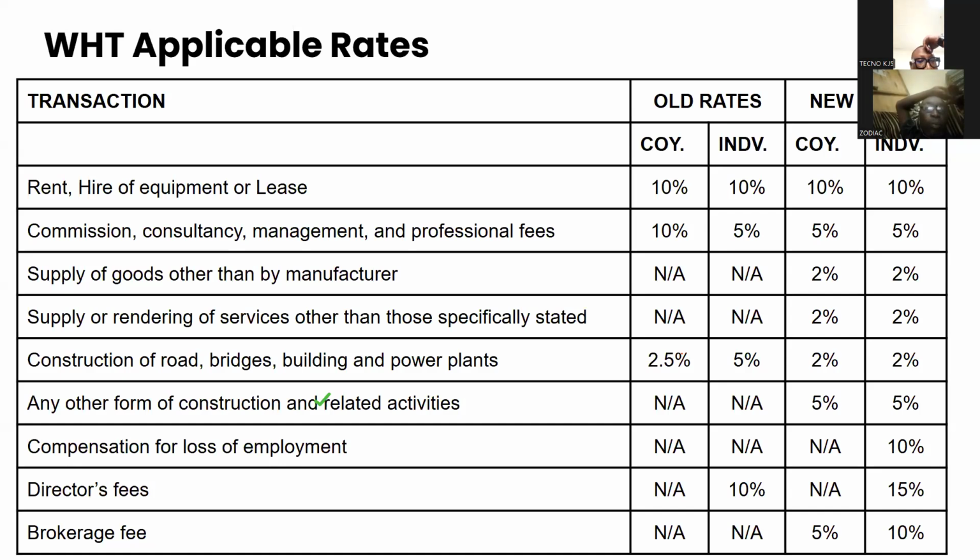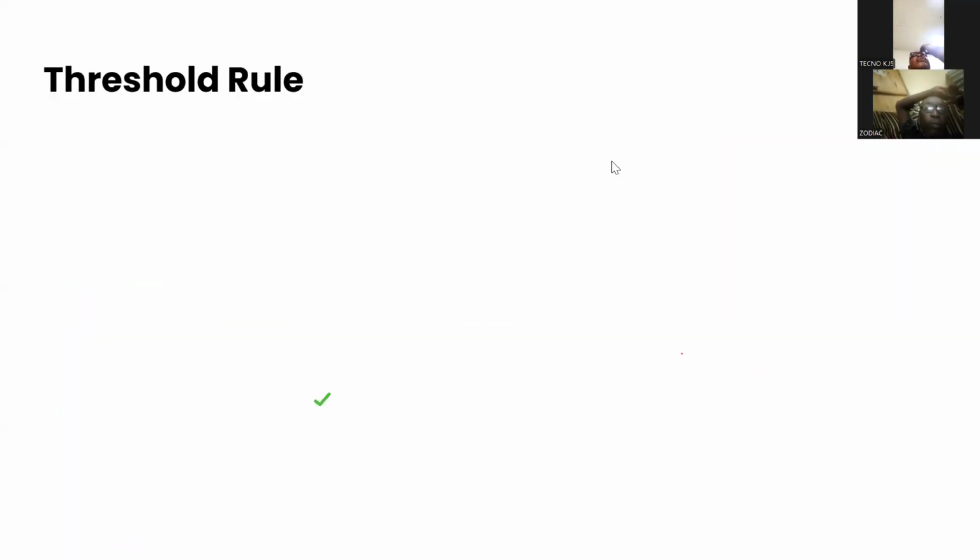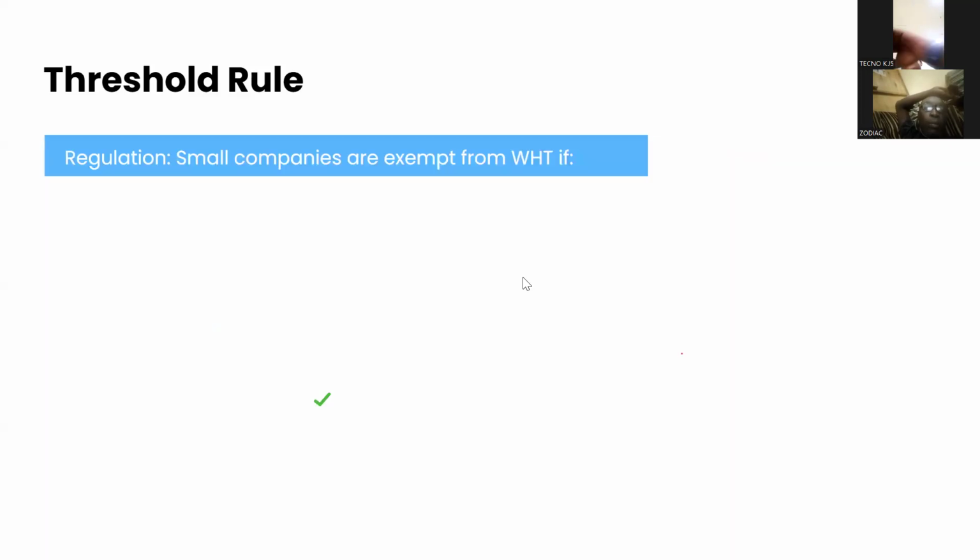So moving ahead, let's look at the second point, which has to do with threshold. That's the threshold rule, right? Let's look at what the threshold rule is saying. The regulation says small companies are exempt from withholding tax if they meet two particular criteria. Can anybody help us? Anybody can say one, just one. What are the criteria for small companies to be exempt from withholding tax?